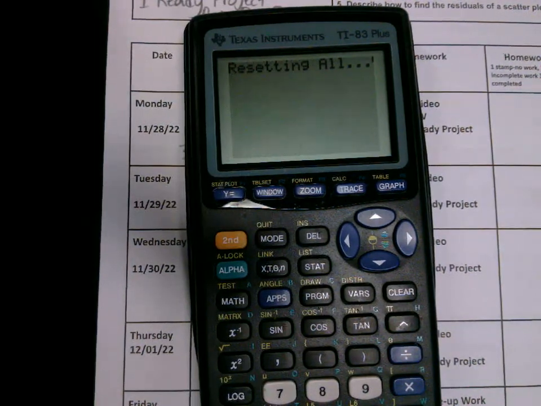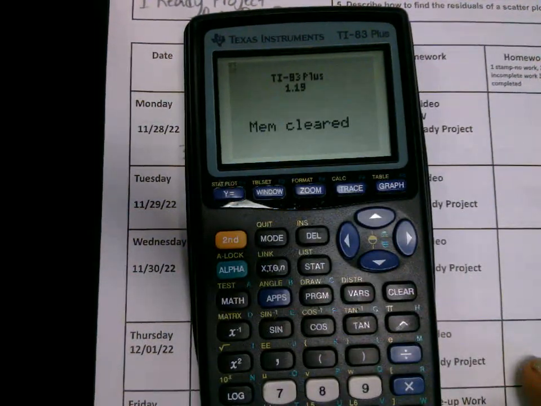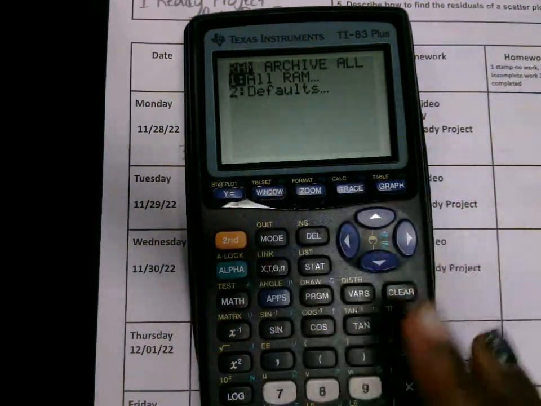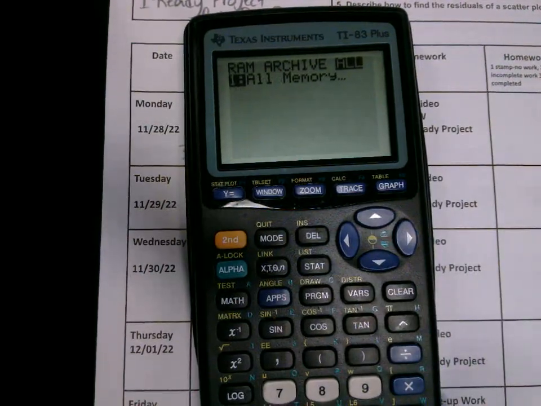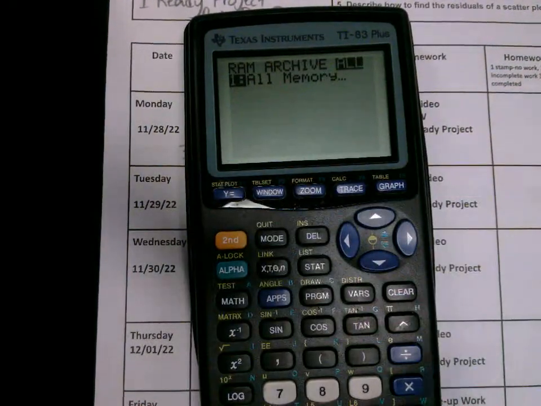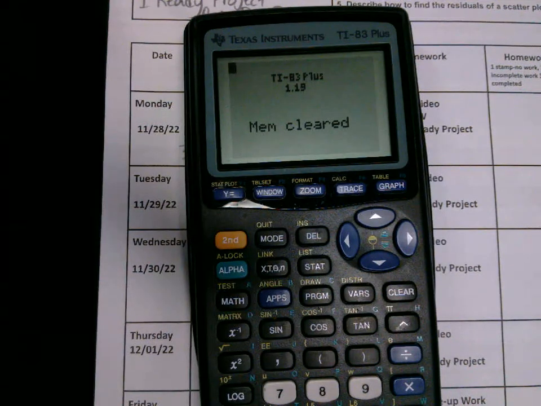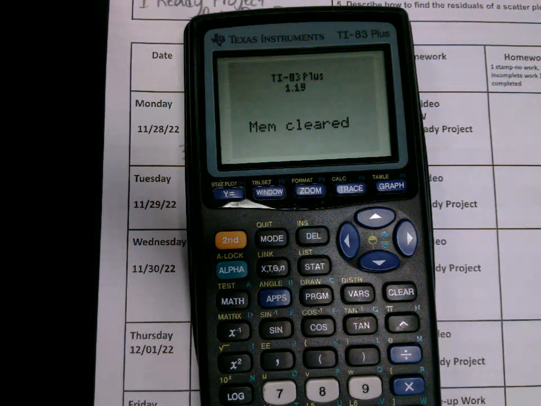So again, if something is missing on your calculator, like a function is missing or it's just not working properly, it's 2nd plus 7, go over to all. That means you're returning the calculator to its original state, all memory, 1, 2, reset. You're resetting absolutely everything. Okay? Any questions? It's only one option. 1 or enter.